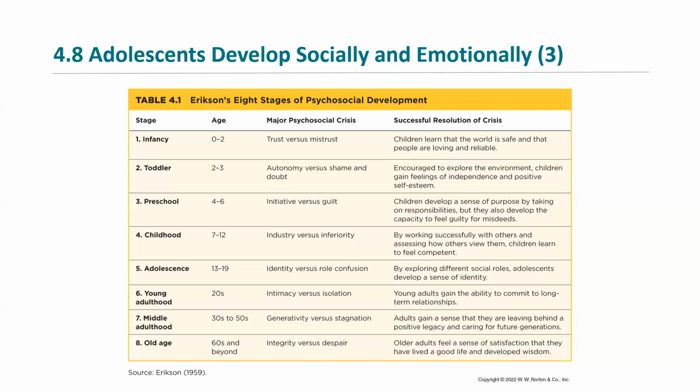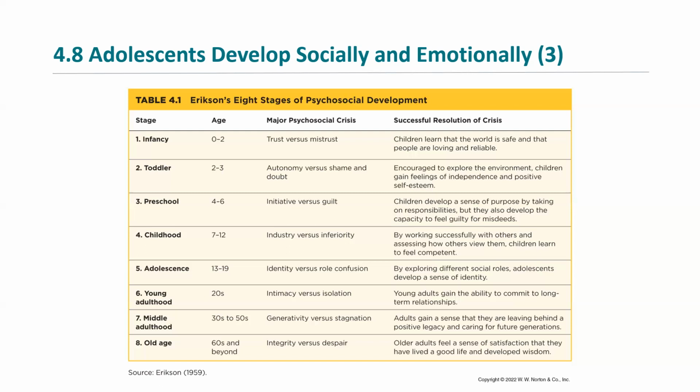So toddler, 2 to 3, is autonomy versus shame and doubt. Autonomy is about developing independence, feeling like you can do things on your own. You couldn't do anything on your own in the first stage. You needed complete care, but now from 2 to 3, you start trying to do things on your own, and you feel proud when you can.